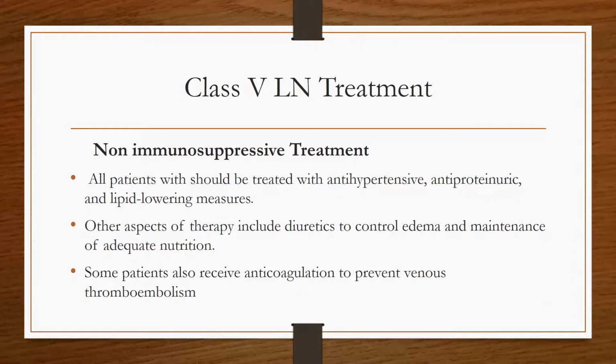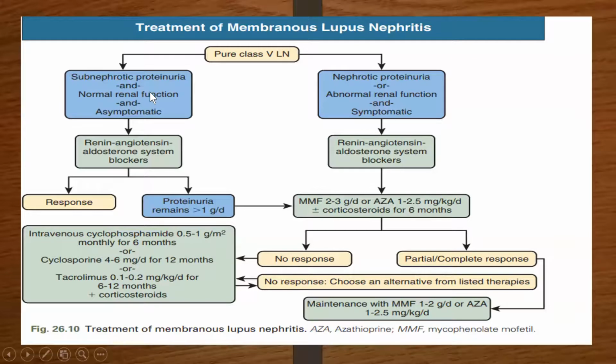Class 4, 5 lupus membranous depends if patient has nephrotic range proteinuria or subnephrotic range. If patient has subnephrotic range proteinuria, you maximize the supportive therapy, HCQ and renin-angiotensin inhibitor. If there is a response, well and good. If patients still continue to have proteinuria more than 1 gram, then you treat them exactly like you treat class 3 and 4 lupus as we discussed previously.